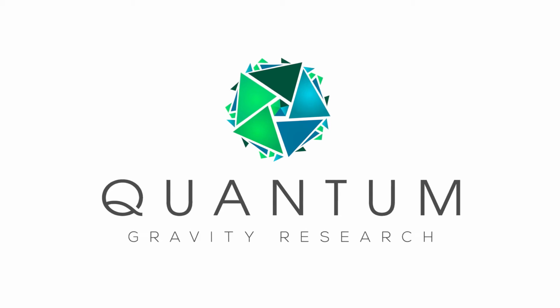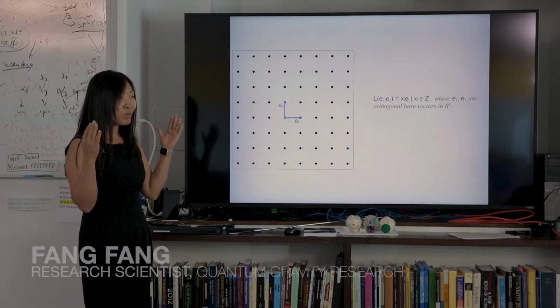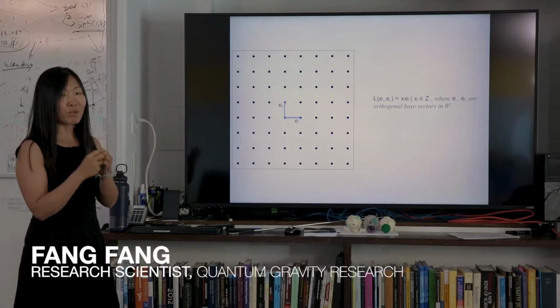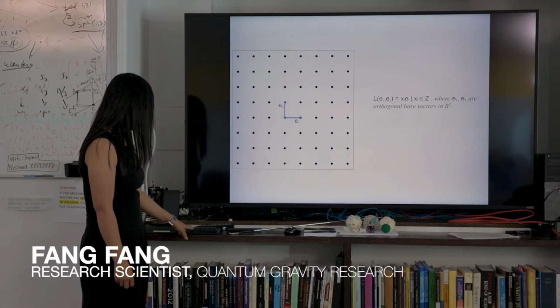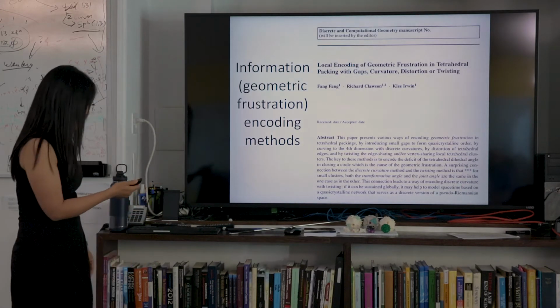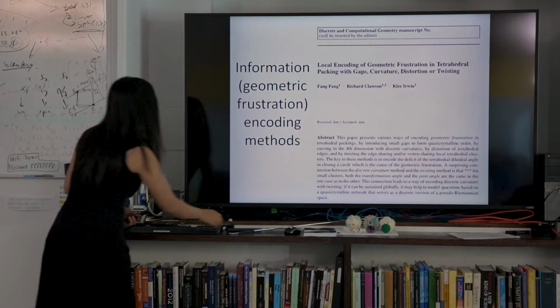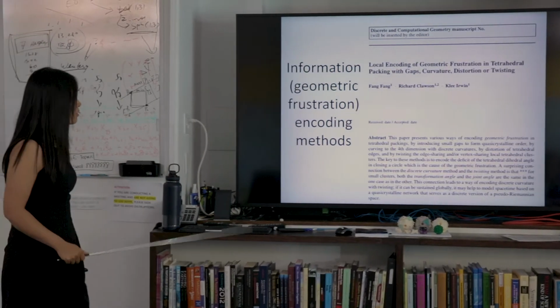I'm mostly going to be using the language of just geometry today. For some of you, I know, may prefer the algebra, but just let me know if you are confused. Okay, so the title of my talk is Information Encoding Methods, to be simple.